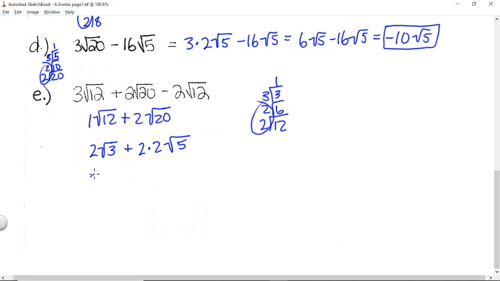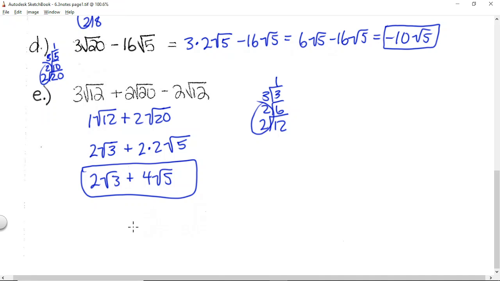And so we have 2 times the square root of 3 plus 4 times the square root of 5. And those are both simplified all the way down, right? So they're just not the same. We do not have the same radicand here, so we cannot add them. So that is the final answer for that one. Okay, if they're not the same, you can't add them. You just leave it like that. Okay. So I'm going to save that.